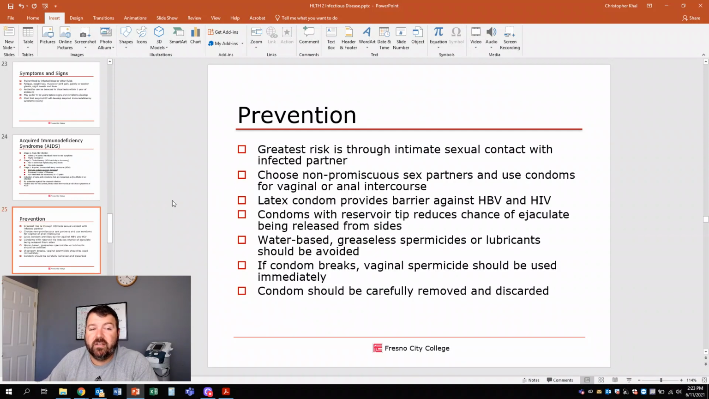So prevention. Okay, greatest risk is through intimate sexual contact with an infected partner. So make sure you choose a non-promiscuous sex partner and use condoms, obviously. Latex condoms provide a barrier against HPV and HIV. Condoms with reservoir tip reduces chance of ejaculation being released from outside. Most condoms have a spermicide in them now to prevent any unwanted pregnancies. Just a little side note.